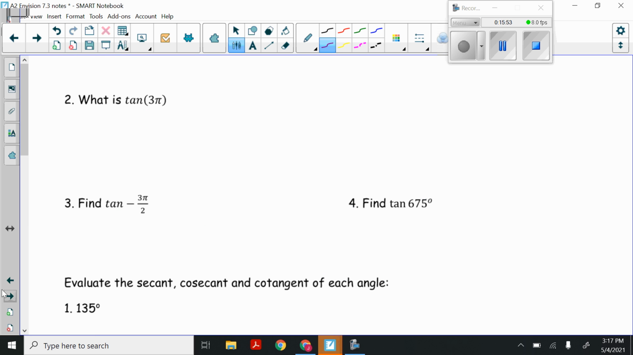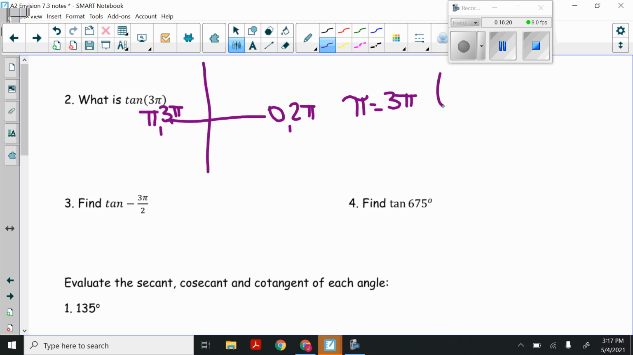So let's try some more of those. So number 2, what is the tangent at 3 pi? So I need to figure out where 3 pi is on my unit circle. Right? So this is 0. This is pi. This is 2 pi. So then back over here is 3 pi. So I'm looking at this point right here. Okay? So pi is the same thing as 3 pi. So that point on my unit circle is the point negative 1, 0.